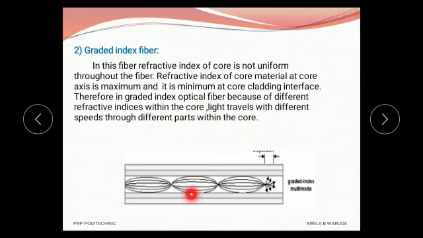See this diagram. Here the middle part is the core. The light always propagates through the core. The second layer is called cladding and the third is called protective skin.